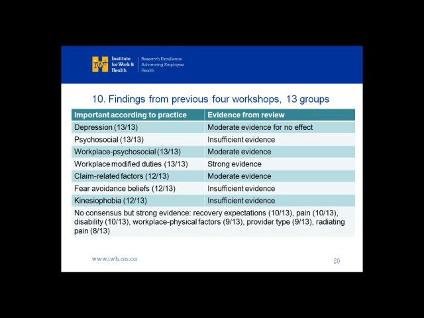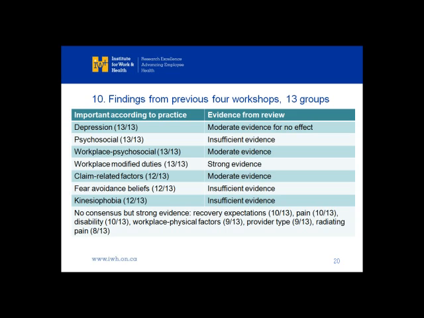12 out of 13 groups, so that's close to 50 people that we asked about claim-related factors, thought it was very important, but it was supported by moderate evidence, and that's mainly because first of all, it's very difficult to actually study that type of factor, and second of all, it hasn't been done that often, because what we see is that most studies are very much patient populations, so they often don't take the insurer or the work disability insurer perspective into account.